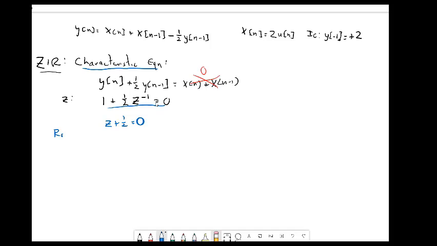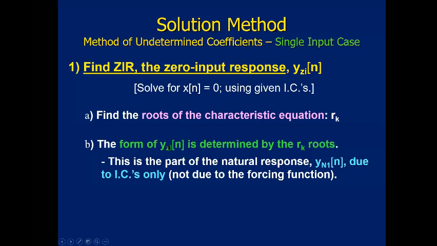And solving for the roots of that, well, that's pretty easy in this case. z just equals minus 1/2. We only have one root. Notice this is a first order difference equation because the highest delay on the y side is a minus 1. So we only get one root of our characteristic equation, and I only have one initial condition. All right, so we've got our root. Now what do we do with that? Let's go back. We need to find the form of the natural response, the form of the zero input response, which is determined by the roots.